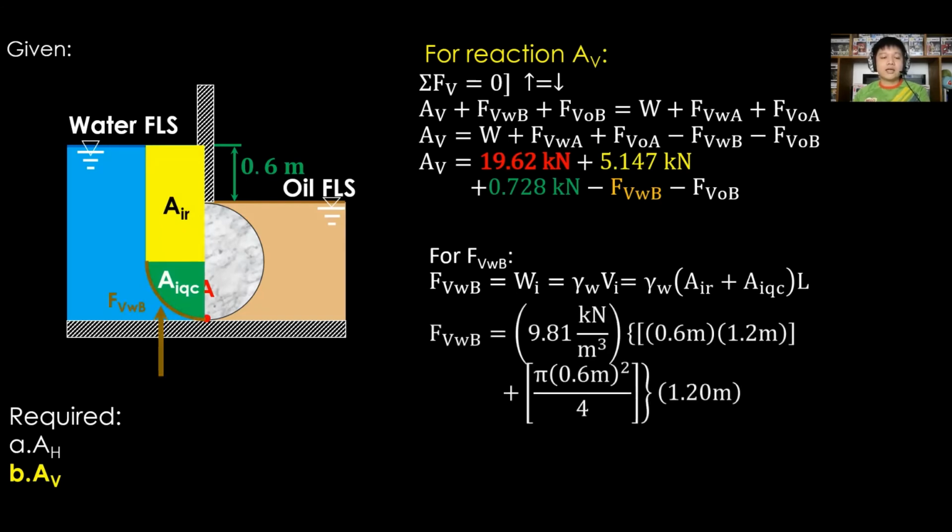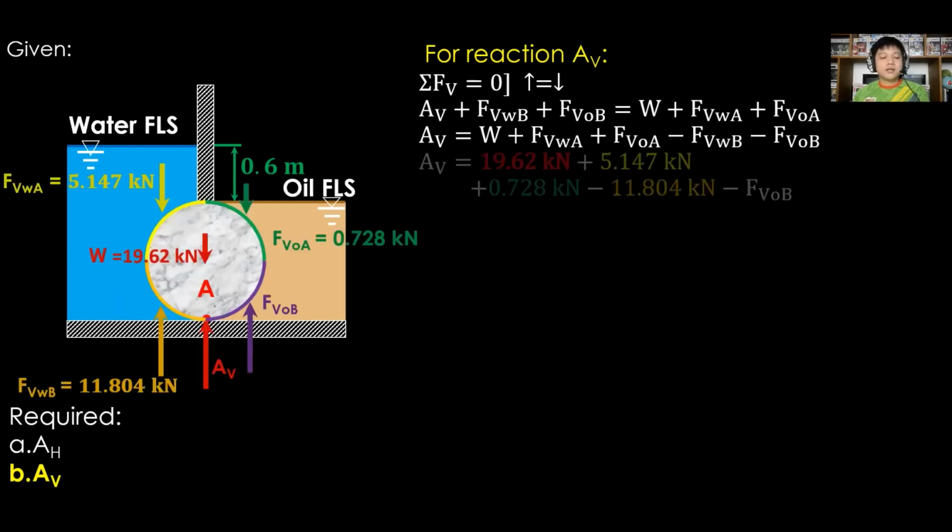Substitute gamma of water as 9.81 kilonewtons per cubic meter. Area of the imaginary rectangle as 0.6 by 1.2 meter. And for the imaginary area of the quarter circle as pi times the radius, that is 0.6 meter raised to 2, then divided by 4. And length of cylinder as 1.2 meter. For F sub VWB, it is 11.804 kilonewtons upward. Update the equation with the value of F sub VWB.